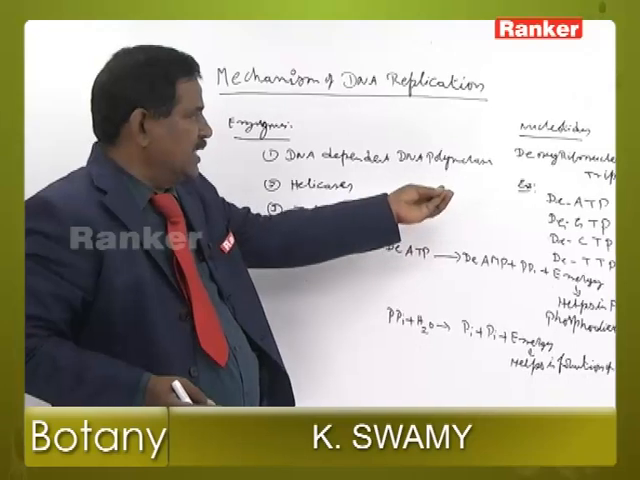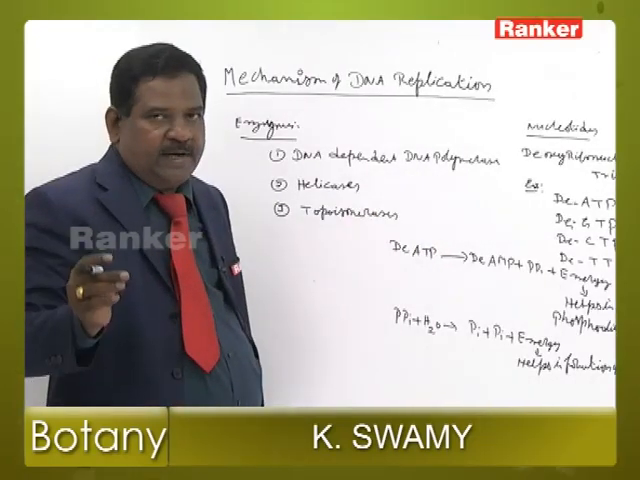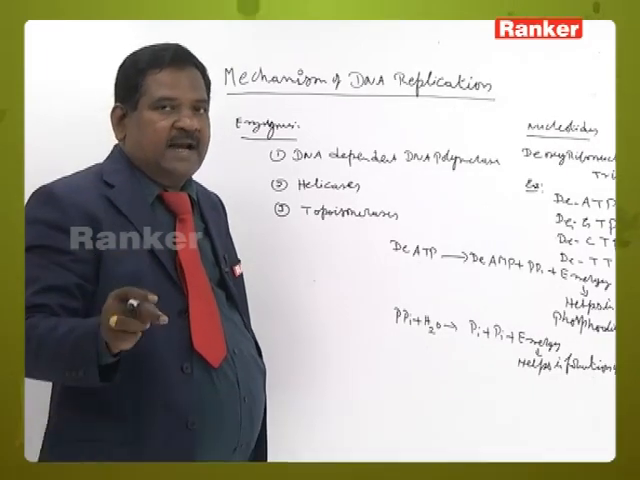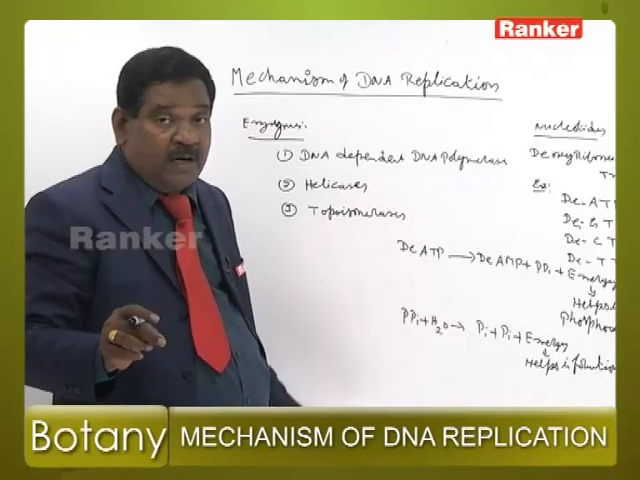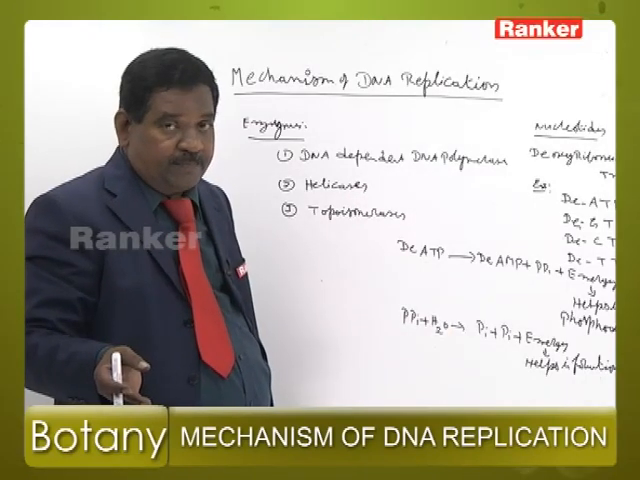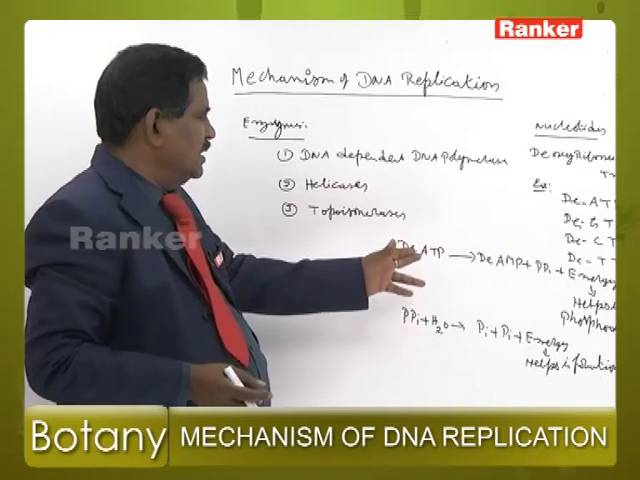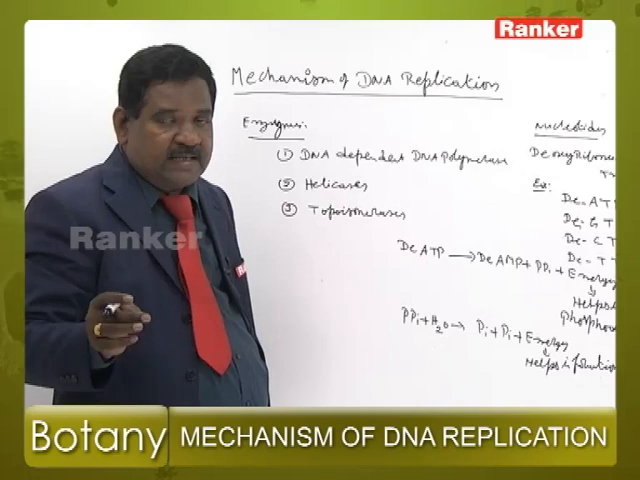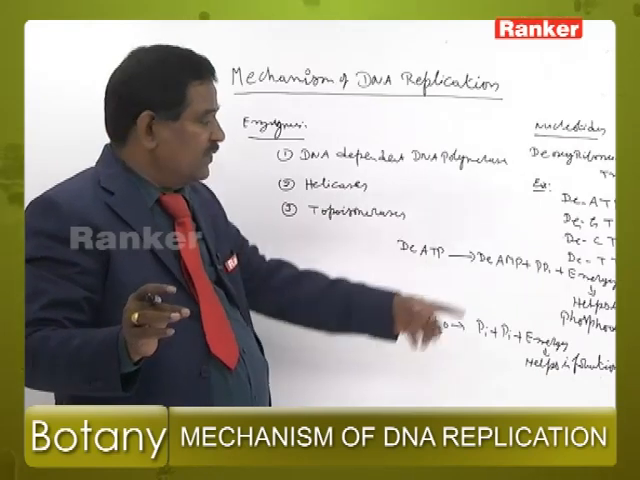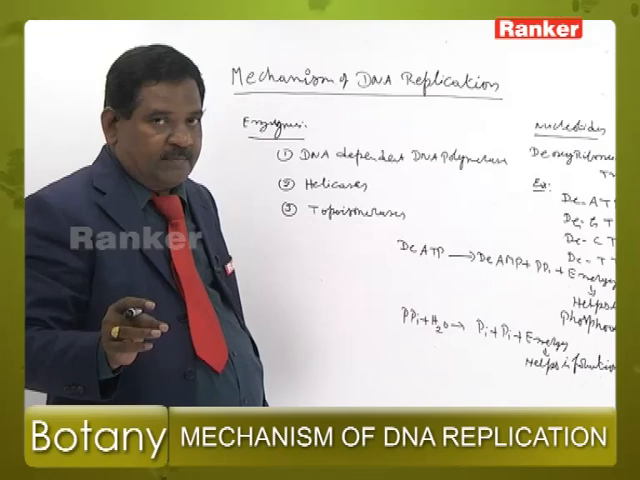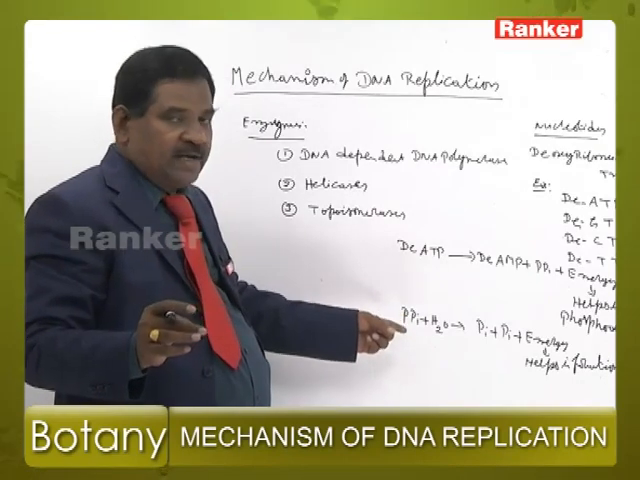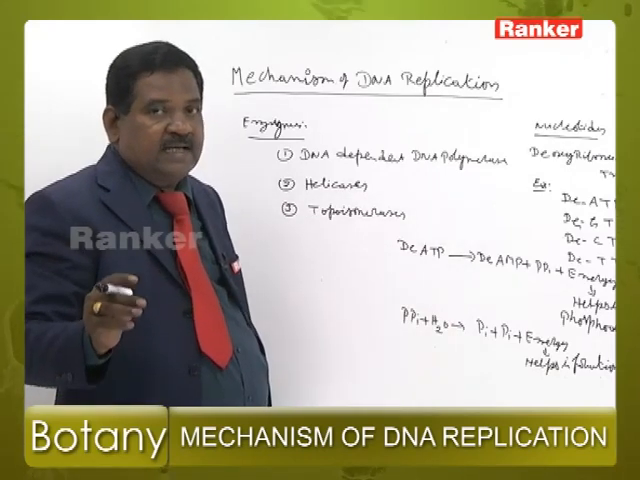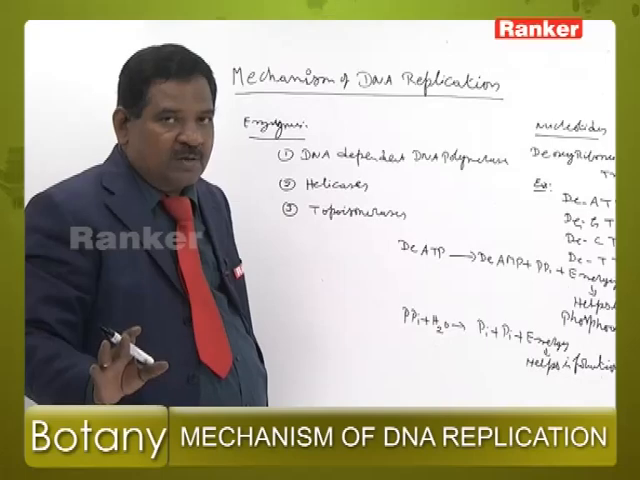So these deoxyribonucleoside triphosphates play a dual role. On one hand, they act as substrate. On the other hand, they provide energy for the formation of the bonds in the new DNA. First, they hydrolyze into monophosphate and pyrophosphate, and energy is liberated. That energy helps in the formation of the phosphodiester bonds. Again, pyrophosphate hydrolyzes and produces two inorganic phosphates and energy. That energy helps in the formation of hydrogen bonds.